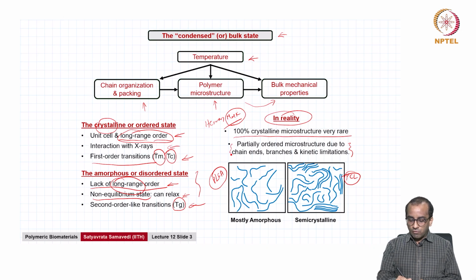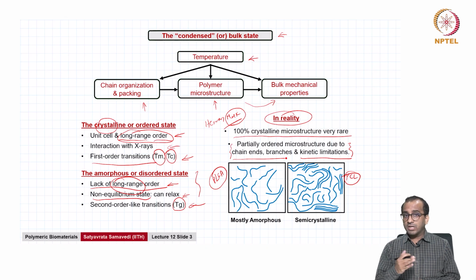And for now, we will simply add that 100% crystallinity is not possible because of largely kinetic limitations, and we will look at why later in the lecture, and also due to imperfections like branches or even chain ends that can't participate in the crystalline domains.